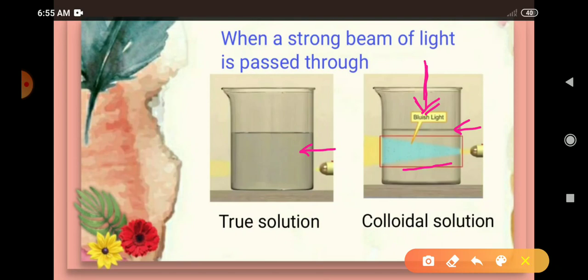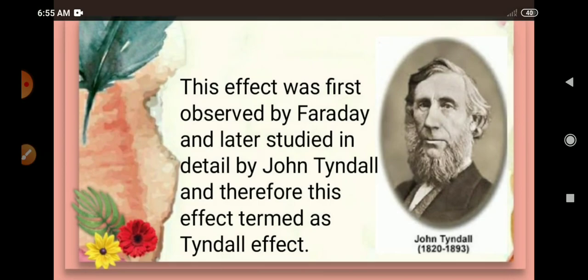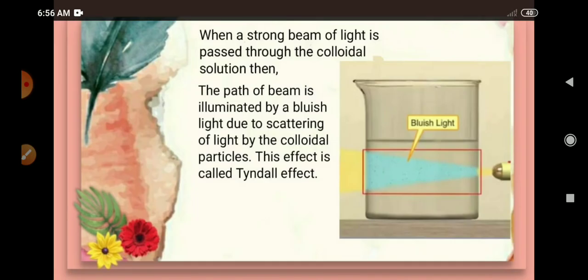This effect is called the Tyndall effect because this effect was first observed by Faraday, but later the studies were done by John Tyndall. Therefore, this effect is termed the Tyndall effect. So we can say when a beam of light is passed through a colloidal solution, then the path of the beam is illuminated by a bluish light due to the scattering of light by the colloidal particles. This effect is called the Tyndall effect.